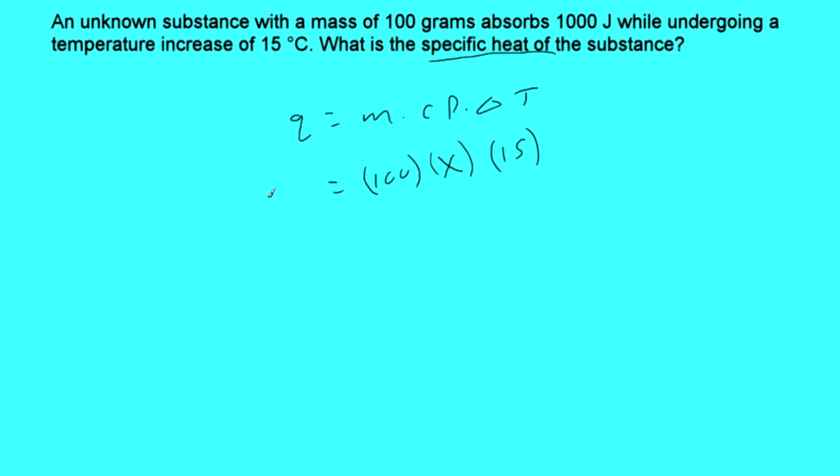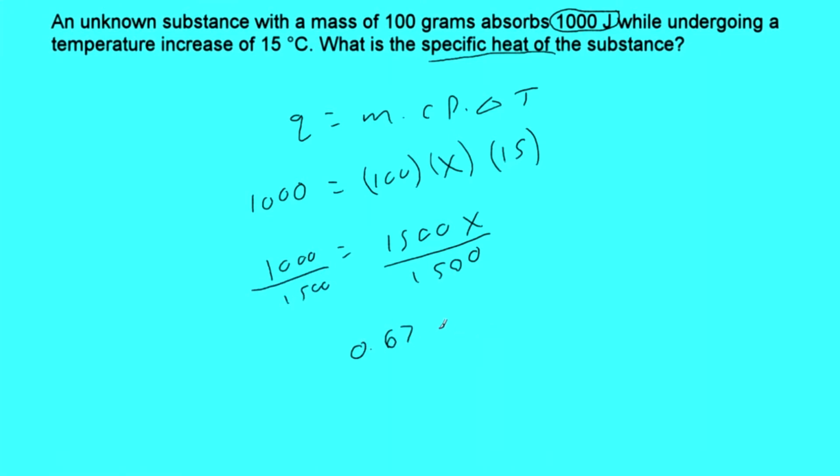It says we have 1,000 joules of energy, so that's our Q. Okay, 1,000 joules is our Q. That's our energy. So here we go. All we have to do is solve for X. So 1,000 equals 100 times 15 X. Do some algebra. And there we go. This is our specific heat. This is always going to be a positive number. So just keep that in mind.